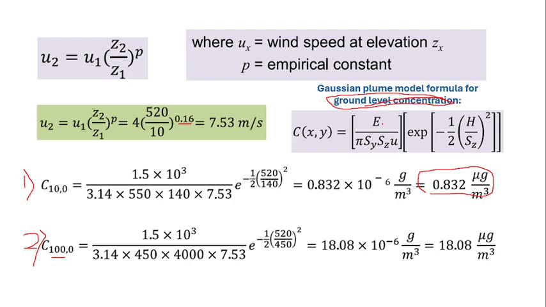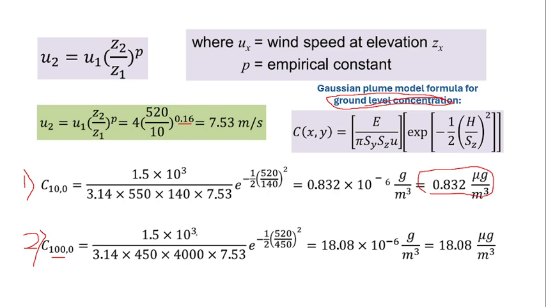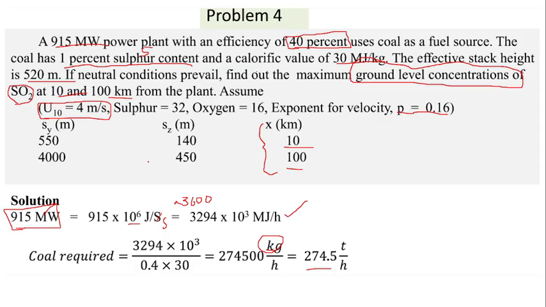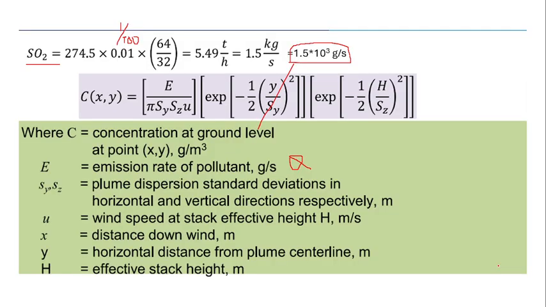So again, E, the emission rate of the pollutant is the same, 1.5 into 10 power 3, and pi is 3.14. Here sigma y and sigma z are given as 4000 and 450. So 4000 into 450, now into U, which is the same 7.53, e power minus half. The effective stack height is 520 and sigma y is 450, the whole square. So you will obtain 18.08 microgram per meter.